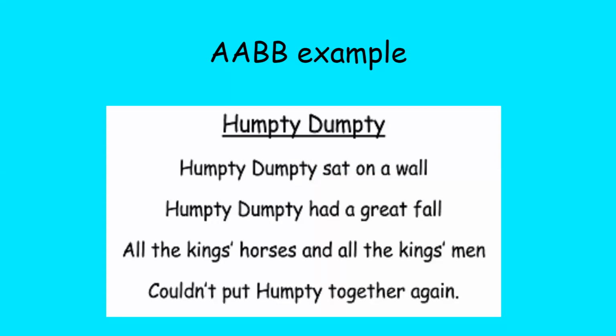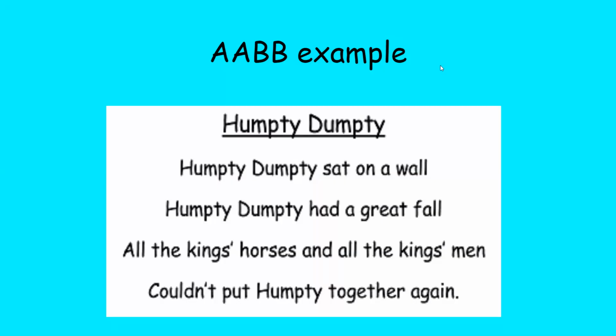Humpty Dumpty sat on a wall. Humpty Dumpty had a great fall. So we have wall and fall. That indicates the AA because A equals A. Wall and fall rhyme. All the king's horses and all the king's men couldn't put Humpty together again. These last 2 lines indicate the BB in the rhyming pattern because men and again end in the same sound.